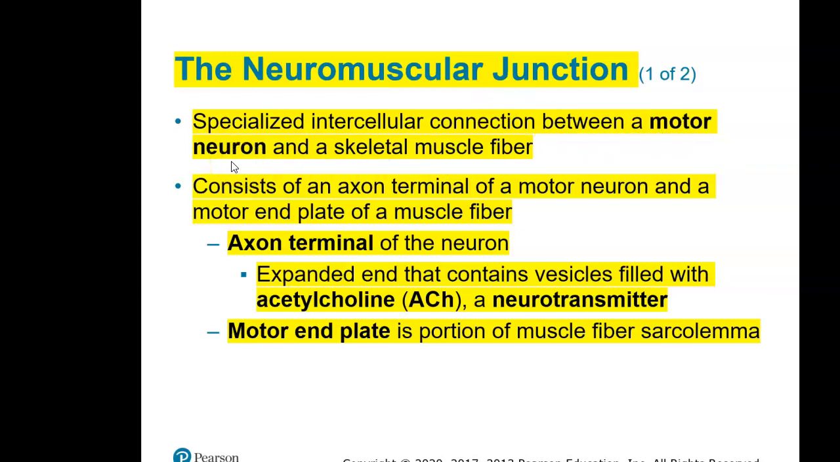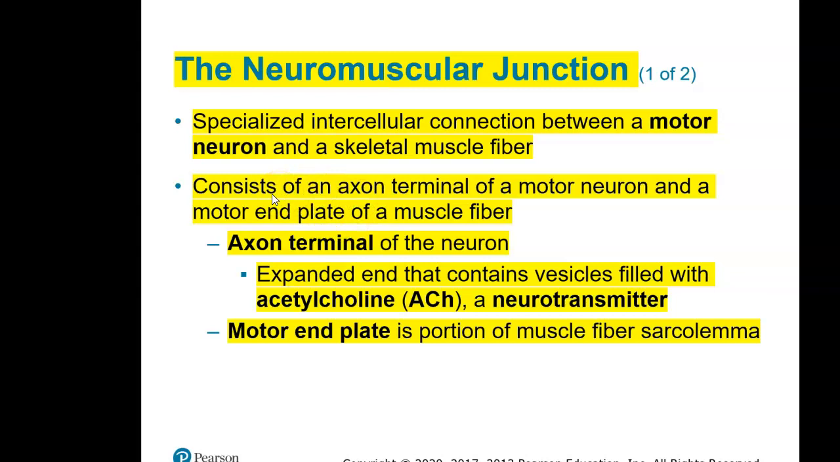That's a nerve cell. Remember, a neuron is a nerve cell. So that's going to be the axon of a nerve cell called a motor neuron, and its interaction with the skeletal muscle fiber or the muscle cell. Okay, so what really happens involves the axon terminal of the motor neuron. So remember the end of the axon, which is called the axon terminal, it's kind of an expanded end. It's just kind of swollen, and it contains these vesicles that contain chemicals called neurotransmitters.